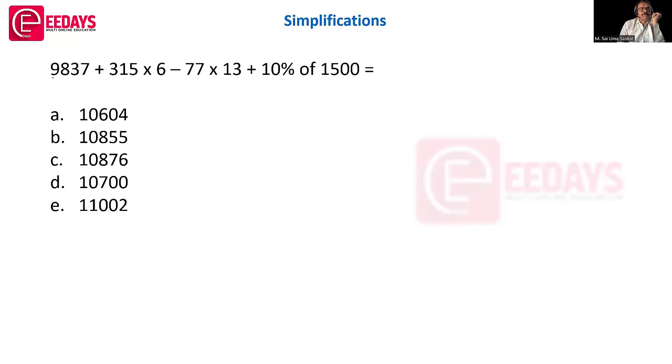What is the first question? 9837 plus 315 into 6 minus 77 into 13 plus 10% of 150. 10% of 1500, just cancel the 0, so 150. Next, this is 7, and what about this one?